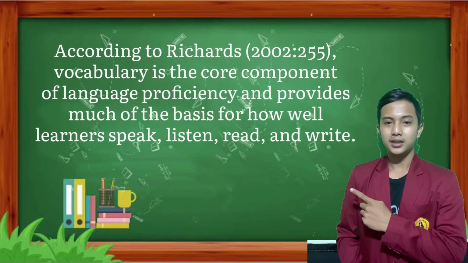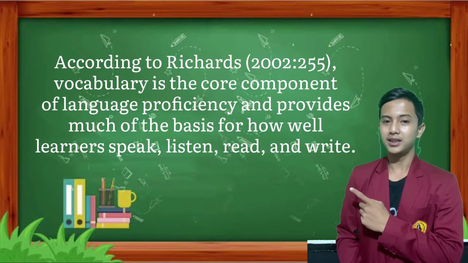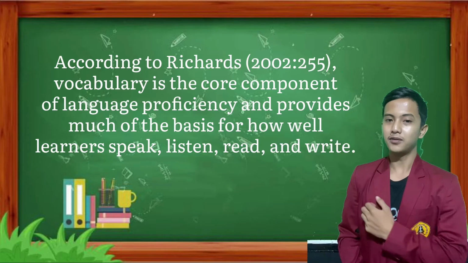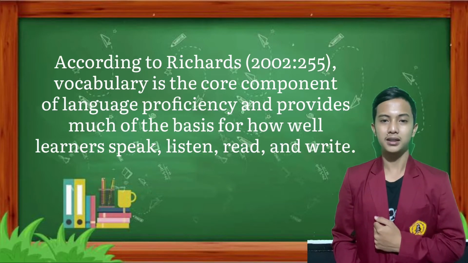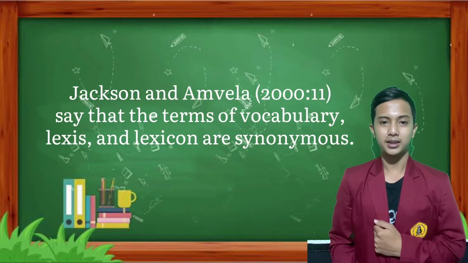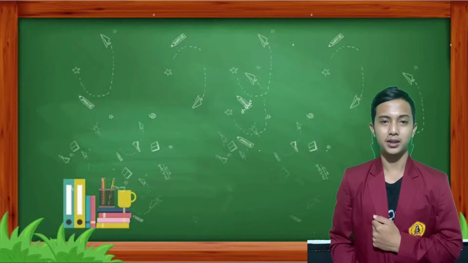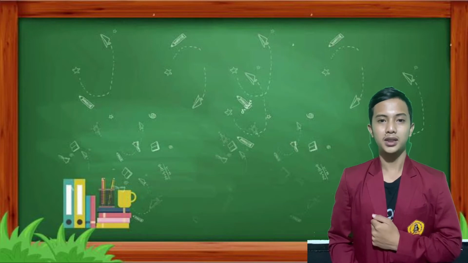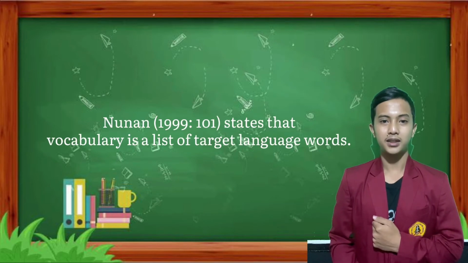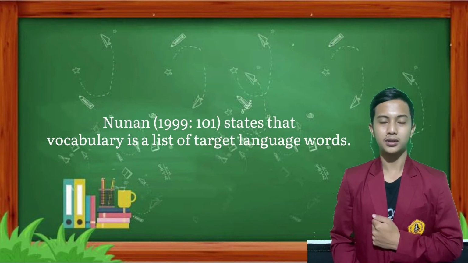According to Rex 2002, vocabulary is the core component of language proficiency and provides much of the basis for how we learn, speak, listen, read, and write. Jackson and Amvela 2000 say that the terms vocabulary, lexis, and lexicon are synonymous. Vocabulary is one of the language components that can affect macro skills. Some definitions of vocabulary are proposed by some experts. Noonan, 1999, states that vocabulary is a list of target language words.